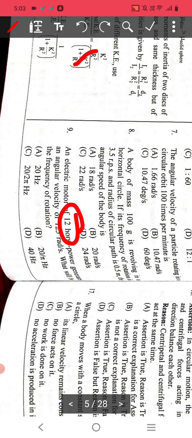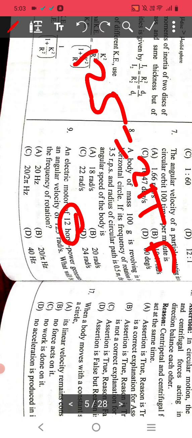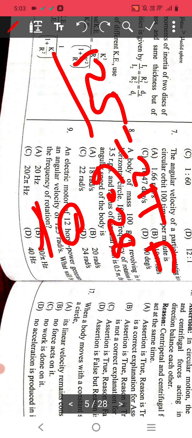Again omega is given, 125 is equal to 2 pi f. Frequency f is to be calculated. 125 is equal to 2 into 3.14, approximately 6.28. And 125 divided by 6.28, the value is approximately 20. 6.28 is from 2 pi. So option B is the correct answer. So clear the screen.